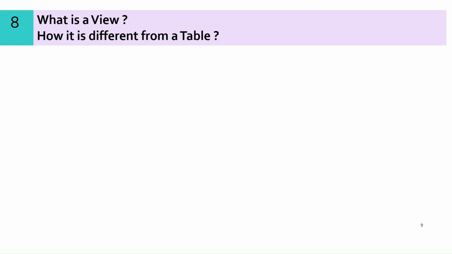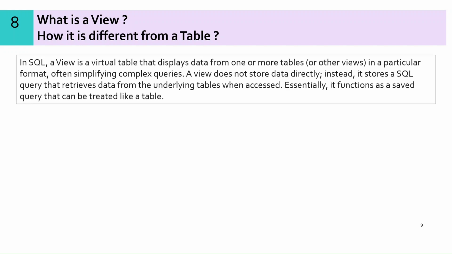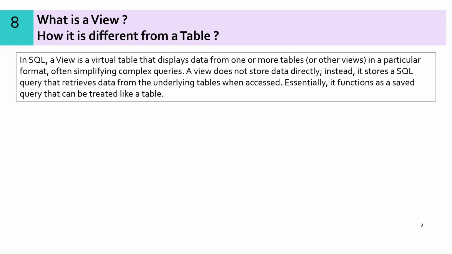Next question. What is a view and how is it different from a table? And the answer is, in SQL, a view is a virtual table that displays data from one or more tables or other views in a particular format, often simplifying complex queries. A view does not store data directly. Instead, it stores a SQL query that retrieves data from the underlying tables when accessed. Essentially, it functions as a saved query that can be treated like a table.